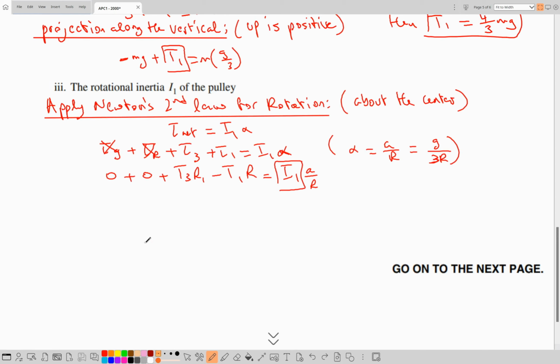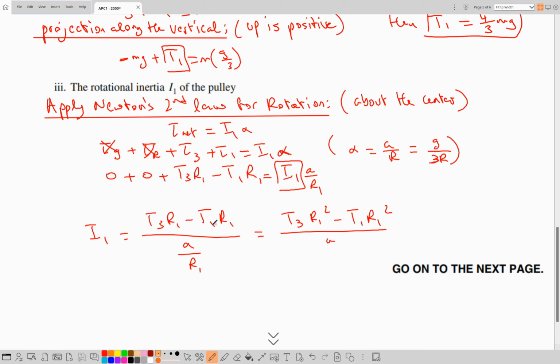Then I1 in this case would be given by T3 multiplied by R1 minus T1 multiplied by R1, divided by a over R1 as well. And that would be T3 R1 squared minus T1 R1 squared divided by a. Sorry, that would be alpha. Or no, it's a because we have replaced it by a over R1.